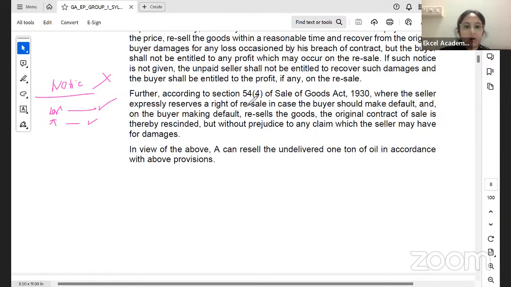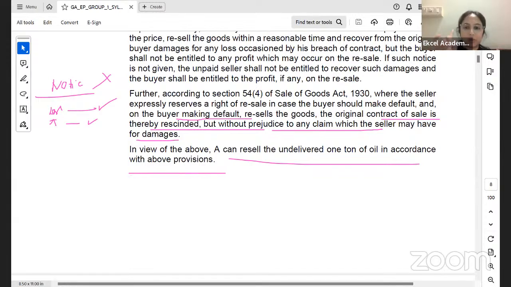Then again, further, according to section 54(4), where the seller expressly reserves the right of resale. See, again, this also, you have to write, reserving a right to resell. Then, in case a buyer should make default, and on the buyer making the default, if he resells the goods, then the original contract of sale is rescinded, but without prejudice to any claim which the seller may have for damages. So, in view of the above, A can resell the undelivered 1 ton of oil in accordance with the above provision.